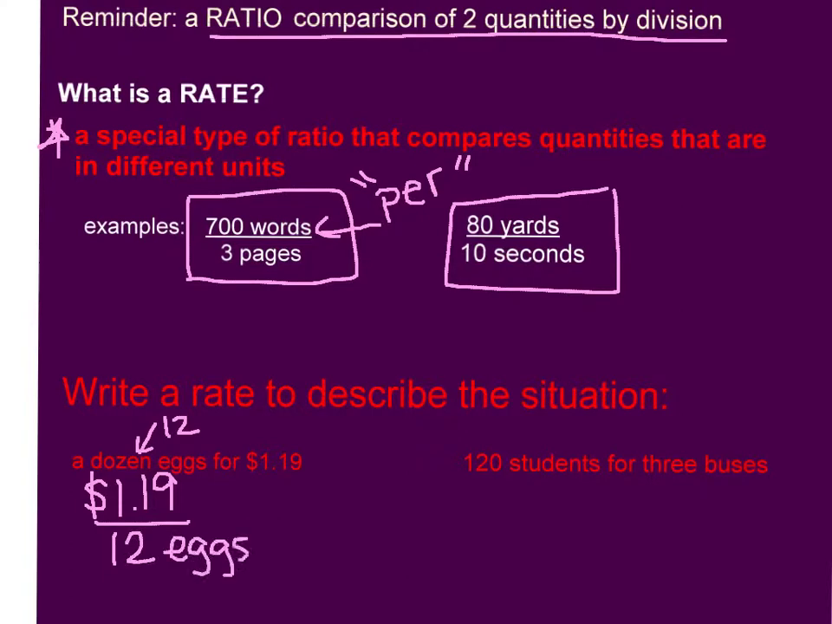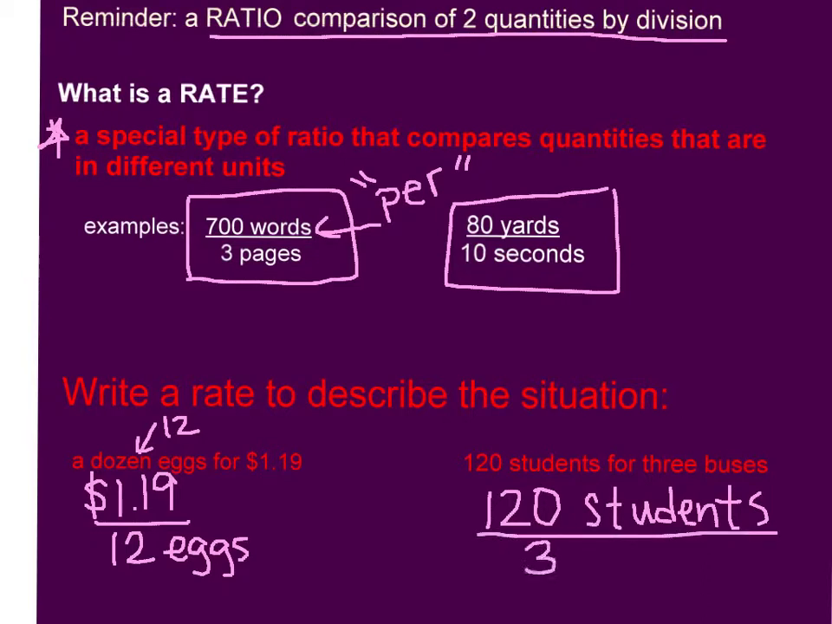The other thing that we're going to notice in this chapter when we're dealing with ratios and rates and unit rates is the labeling is important for us to know what we're comparing. Our next situation says 120 students for 3 buses. So we're just going to write it in a rate form where we use our labeling. So we have 120 students per 3 buses. I'm labeling, I'm also using the fraction bar to describe the word per.